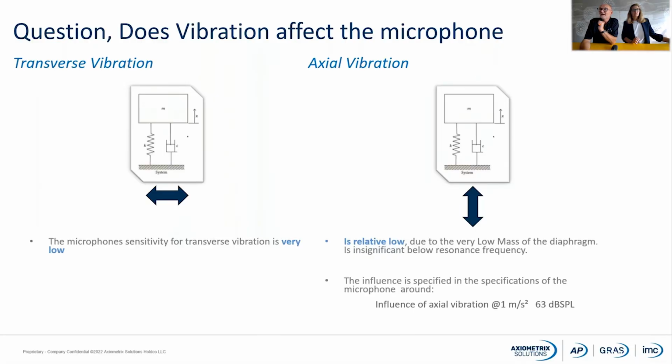In our specifications for a microphone, the influence of axial vibration is actually specified. Typically, it is in the neighborhood of 60 to 70 dB SPL for 1 meter per second squared vibration signal.